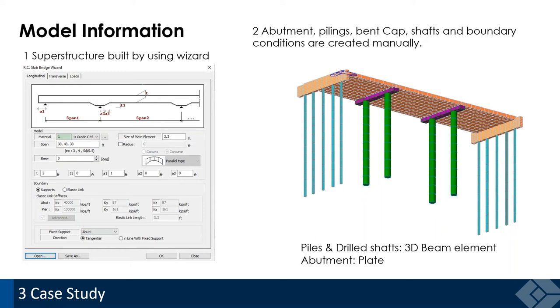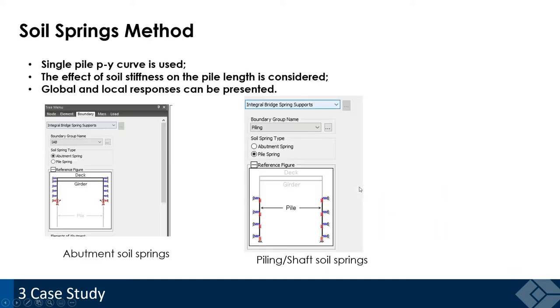For the model, I used the RC snap bridge wizard to create the superstructure model, and then I defined the abutment, the piles, bent cap, and shafts in the boundary conditions manually. I used the 3D beam element for piles and the drill shafts, and I defined the abutment as a shell. Now I'm showing you the model I built.